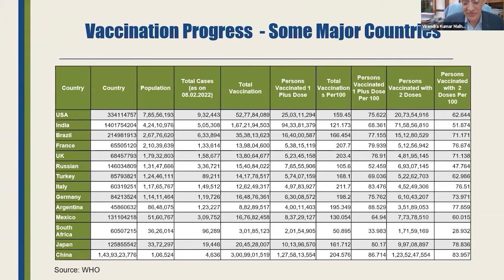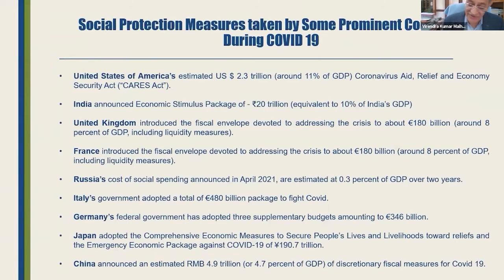If I talk about, in the next slide, social protection measures taken by some prominent countries in terms of economic packages, so we have an idea there. The United States package was around 11% of their GDP. India's package came at around 10% of India's GDP. UK is around 8%. France again around 8%. Russia was slightly lower as compared to these countries.